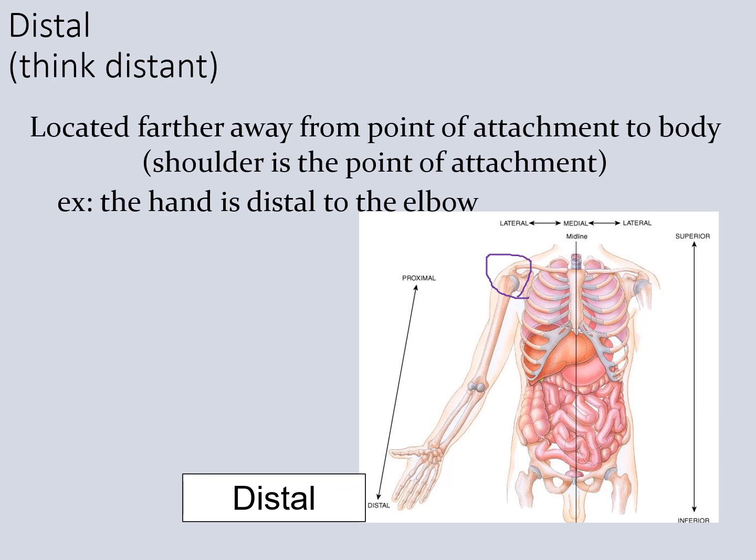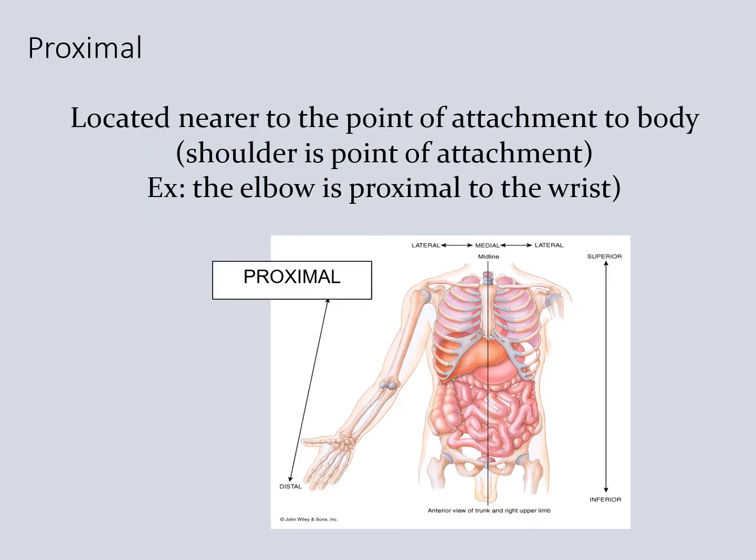The example here is distal. The hand is distal to the elbow. Something that is distal is farther from the point of attachment. So your hand is farther from your shoulder than your elbow is. That's what they're getting to here. You could be even more specific. You could say your fingers are distal to your wrist because your fingers are farther from your shoulder than your wrist is. The opposite of that then is proximal.